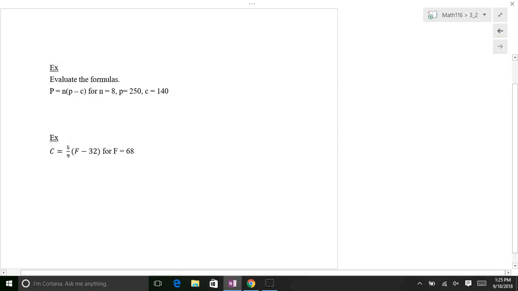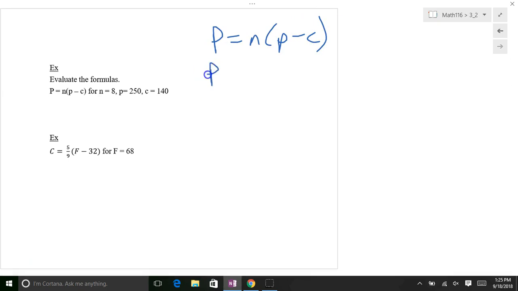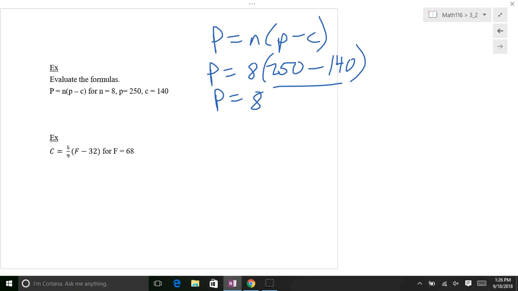Evaluate the formula. So you're going to use P equals n times p minus c. You go ahead and plug in for the lowercase n equals 8, lowercase p equals 250, minus the c, which is 140, and we go ahead and evaluate this. Make sure you do the parentheses first. 8 times 110, so we get 880 on that.